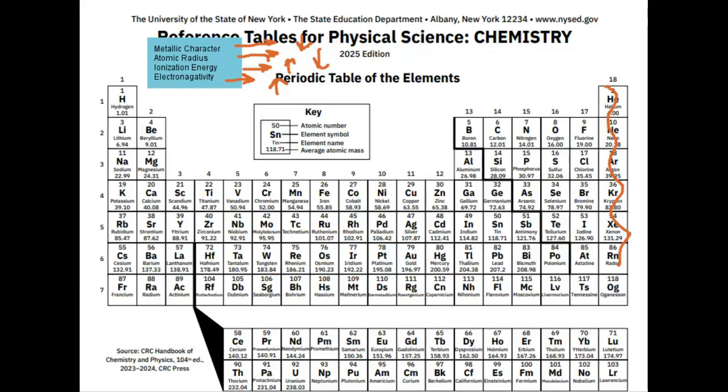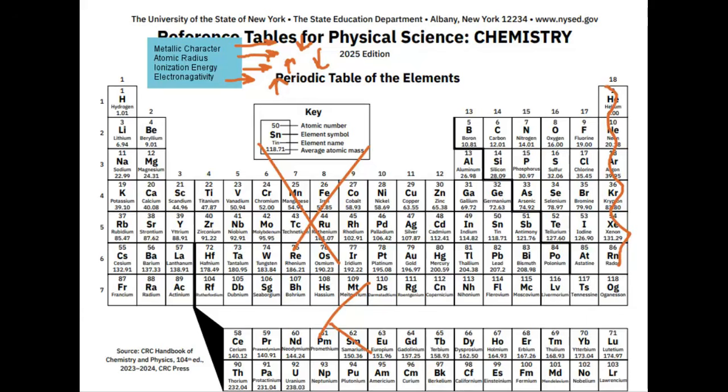The other one would be, it's not a trend, but what happens with valence electrons. And again, as we go across the periodic table, not including the middle of the table here, the transition or the inner transition, we're looking at groups 1 and 2 and 13 through 18, the number of valence electrons increases.